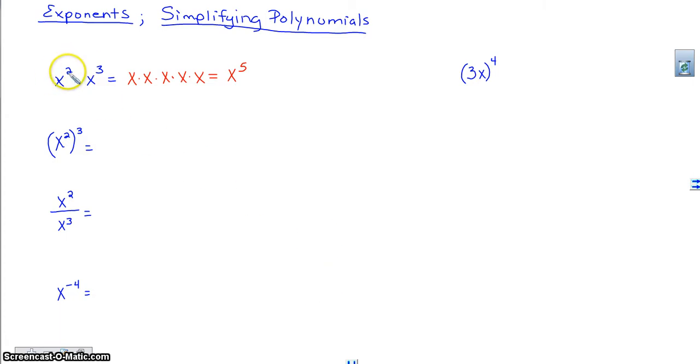Now, if you look back at the numbers on these exponents, well, 2 plus 3 equals 5. So when we multiply, we're actually adding our exponents together. That's our rule. So let me write that down. So if we have x to the a times x to the b, then our answer is x raised to the a plus b. You add exponents.